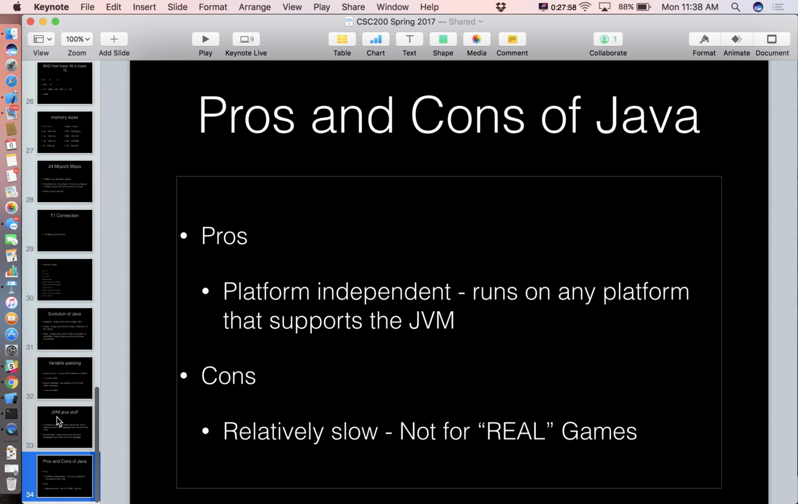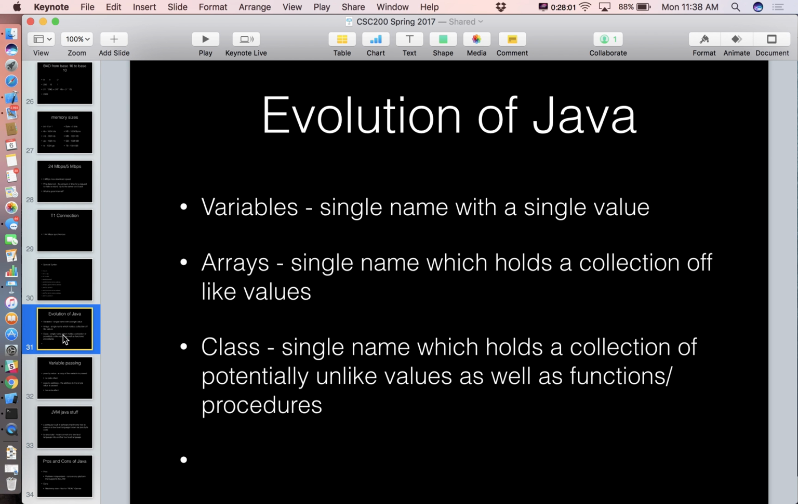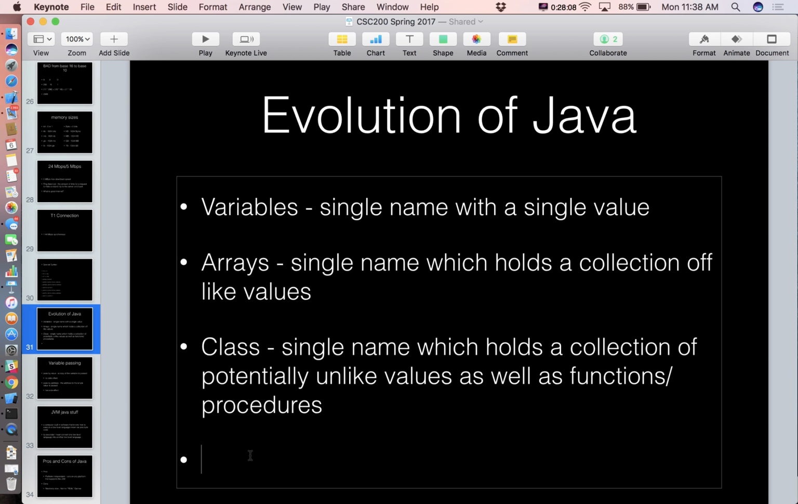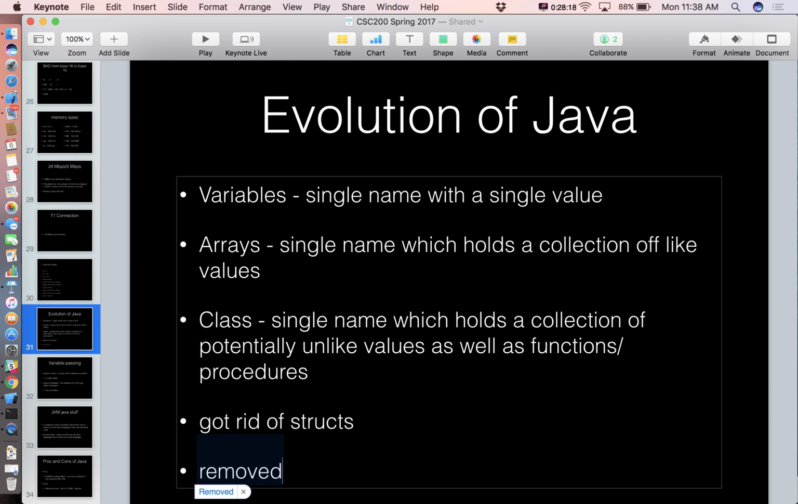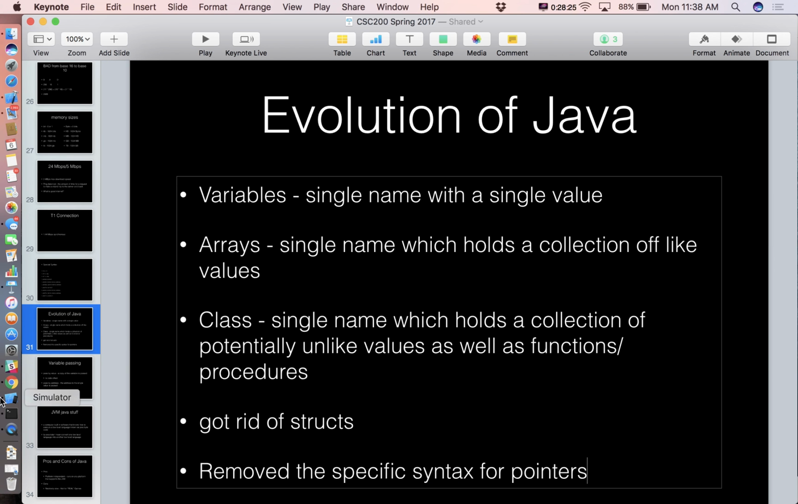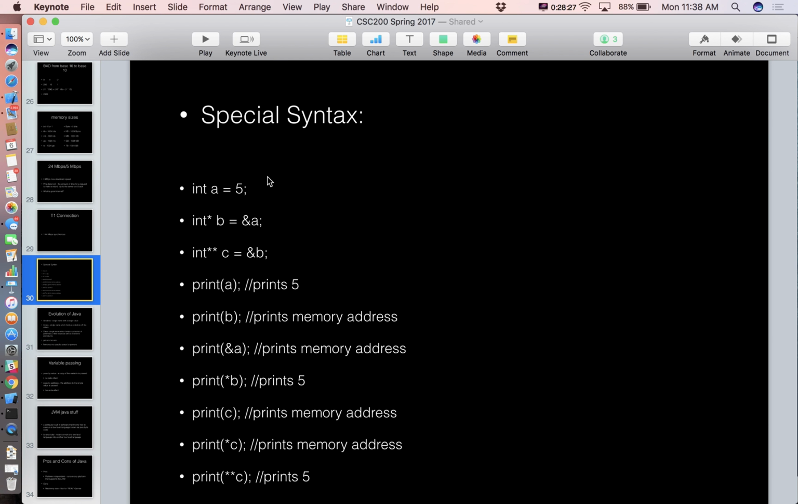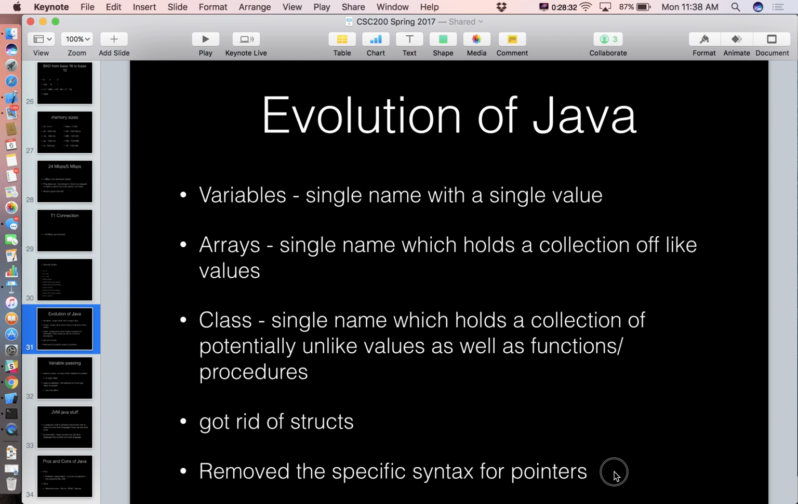All right, so let's take this slide, evolution of Java. Kept variables, kept arrays, kept classes. They got rid of structs, just as a reminder. So they got rid of structs here. And they also did something. They removed the specific syntax for pointers. And we talked about that, but let's just add it to the list here. Here's that special syntax we were talking about. They removed that for dealing with pointers.